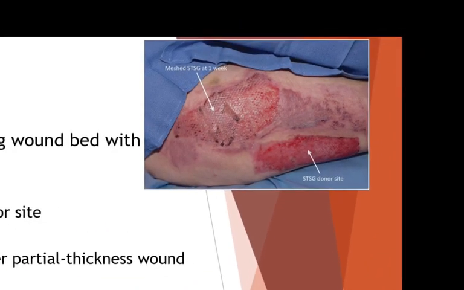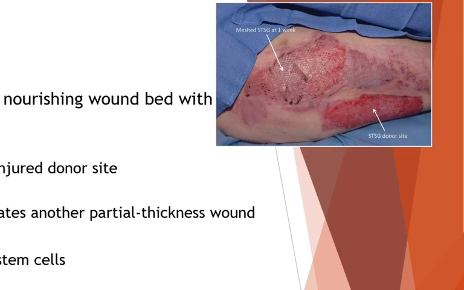So you can see that this one is the donor site here. So this is where they've pulled, and they basically take something that's not far from a vegetable peeler, and they peel off a square or a rectangular piece of skin there, and then they put it through this mesher.